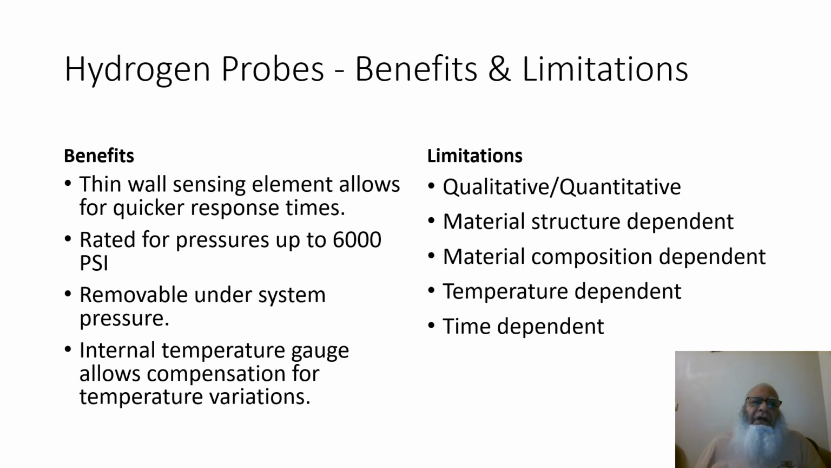This slide shows hydrogen probe benefits and limitations. Benefits: the thin wall sensing element allows for quicker response times. It is rated for pressure up to 6,000 psi. It is removable under system pressure. An internal temperature gauge allows compensation for temperature variations. Limitations: it is qualitative and quantitative. It is material structure dependent, material composition dependent, temperature dependent, and time dependent.